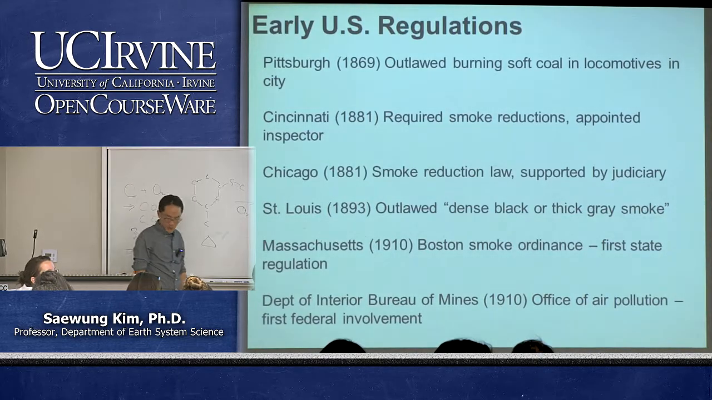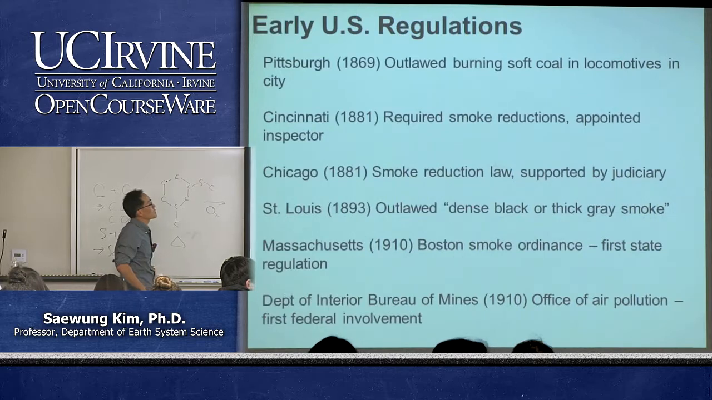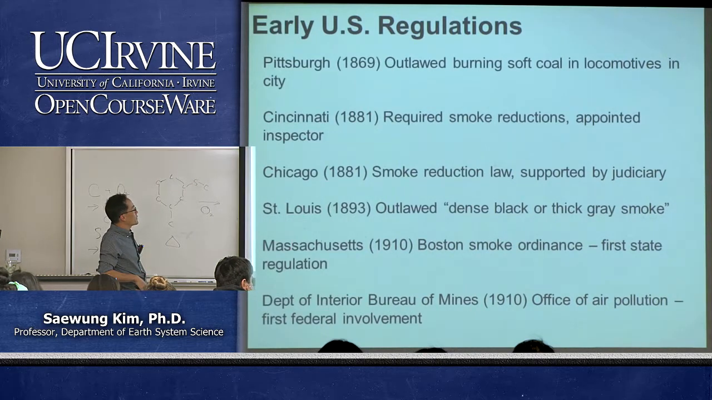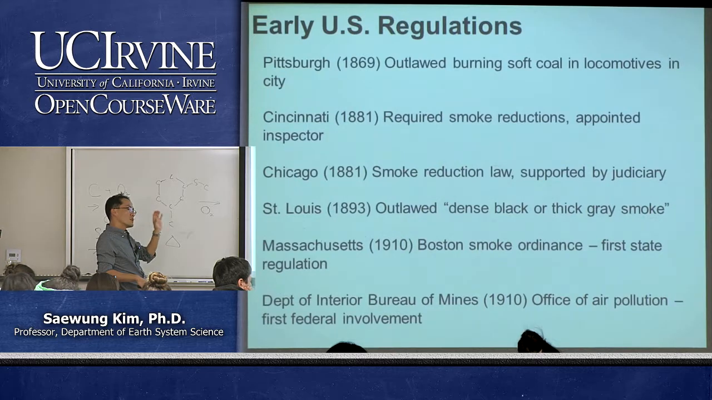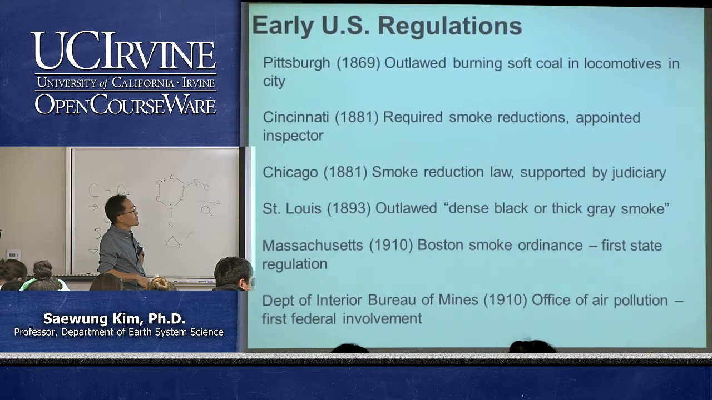The US also had a lot of problems at the same time. A lot of cities actually made some regulations on air pollution, mostly from steam engines. Some of the cities listed here are Pittsburgh, Cincinnati, Chicago, and St. Louis. They are all in the Midwestern part of the country, which was the main part where a lot of industrial manufacturing was going on at that time.